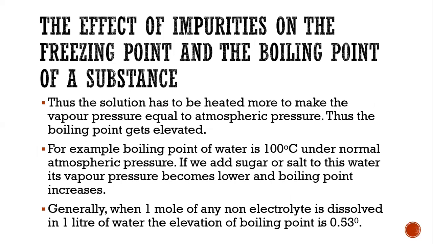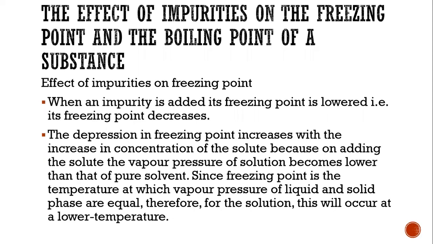For example, the boiling point of water is 100 degrees under normal atmospheric pressure. If we add sugar or salt to the water, its vapor pressure becomes lower and the boiling point increases. So generally, when 1 mole of any non-electrolyte is dissolved in 1 liter of water, the elevation of boiling point is 0.53 degrees. Now see the effect of impurities on the freezing point.